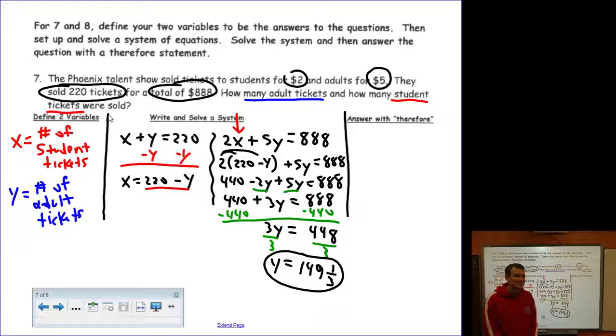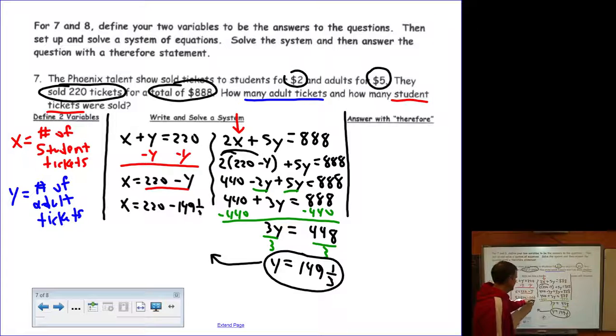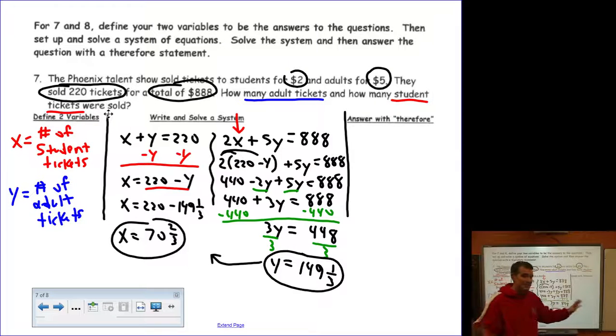Not really possible. That should be a whole number, and if you rounded it, I guess that would be okay, but you shouldn't have to round it. That would be impossible. And so then we come over here, and we stick that in for the y value, and we get x equals 220 minus 149 and a third, and so that would be 70 and 2/3. So I think somebody miscounted the money. I think that was the problem.